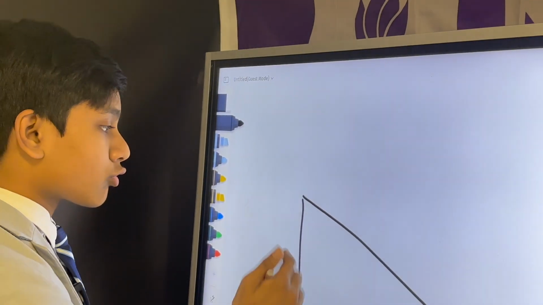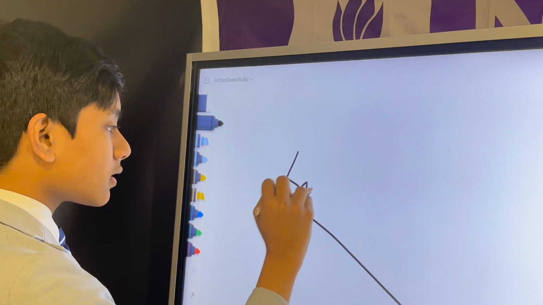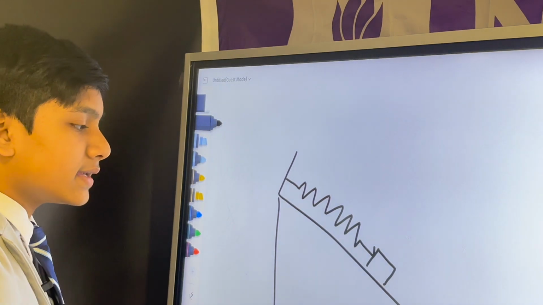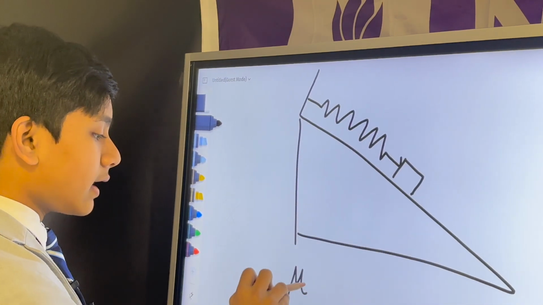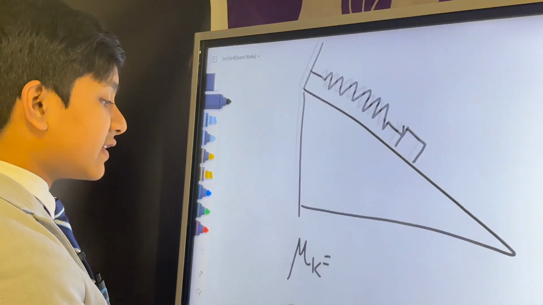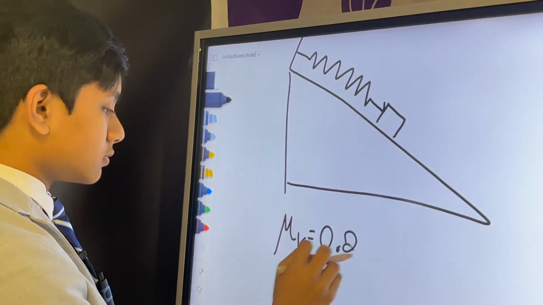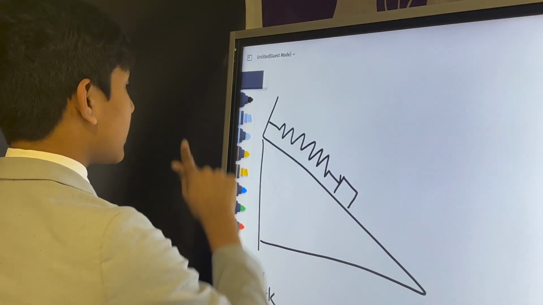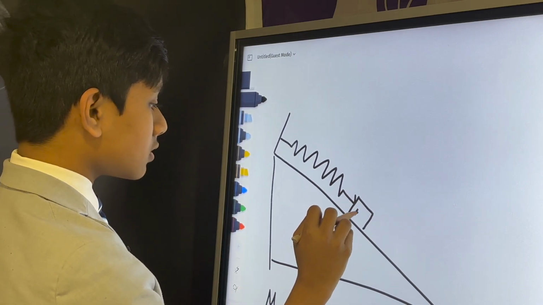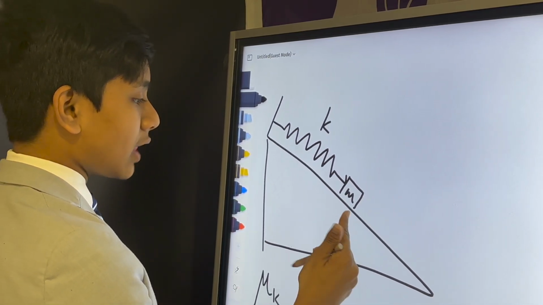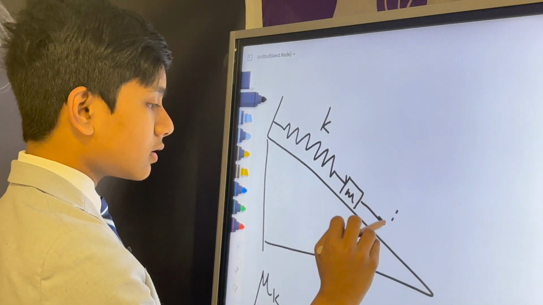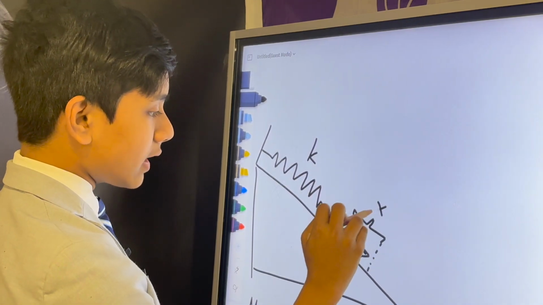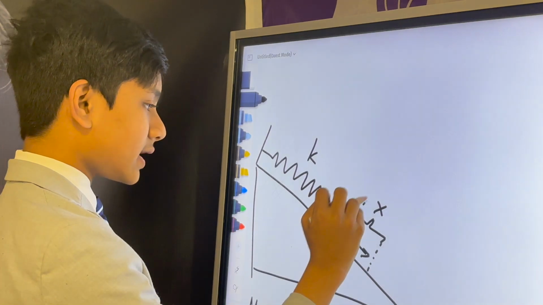We have a ramp like this, and a spring like this. Let's say our ramp has a kinetic friction coefficient of, well, we can leave it undefined as mu k. And we have an object of mass m here with spring constant k that will happen to be displaced in this direction by a magnitude x1 or delta x, let's say.